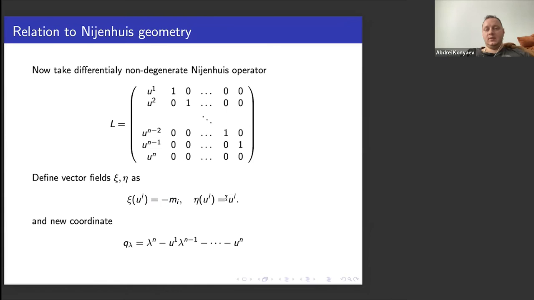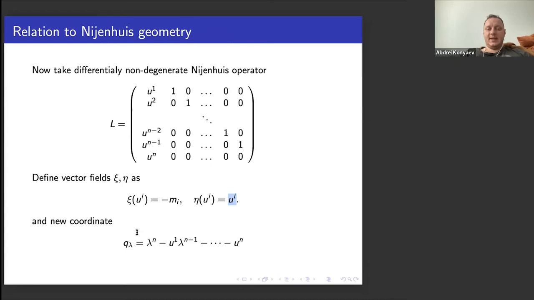So you take the coefficient of the characteristic polynomial, this one, this vector field sends it into a constant, and this vector field doesn't change it. For a differential non-degenerate Nijenhuis operator like this, obviously in these coordinates where this operator has this matrix, eta is just u1, etc., un, basically the first column. And psi is just the first constant vector field. So you have two vector fields.